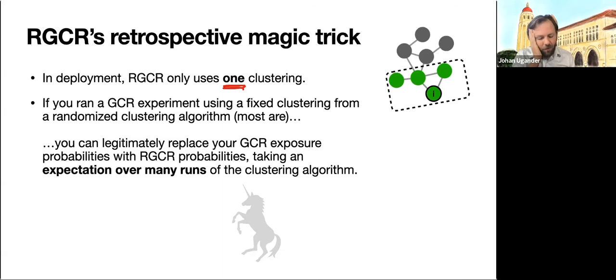And the other thing is, as some people in the audience might have done, if you've run a GCR experiment using a fixed clustering from something that's inherently a randomized clustering algorithm, so 3-net is a randomized clustering algorithm, and most algorithms have some randomized tie-breaking element in them, you can legitimately replace your exposure probabilities under GCR with RGCR probabilities. Basically, you take an expectation over many runs of the clustering algorithm and get new probabilities that are much, much better behaved. So here's this unicorn indicating that this is really a magic trick: if you were lucky enough to have a randomized algorithm in mind, you didn't need to suffer from having a bad outcome on that algorithm.